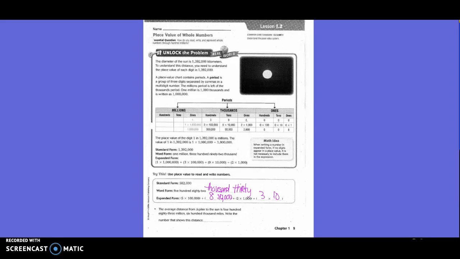The average distance from Jupiter to the Sun is 489,600,000 miles. Write the number that shows this distance. So I'm going to write what? 489. So 489, comma, what comes next? 600, comma, with 2 or 3 zeros then again, right? Now, does that hold all of the place values that we just said? Yeah. Okay.